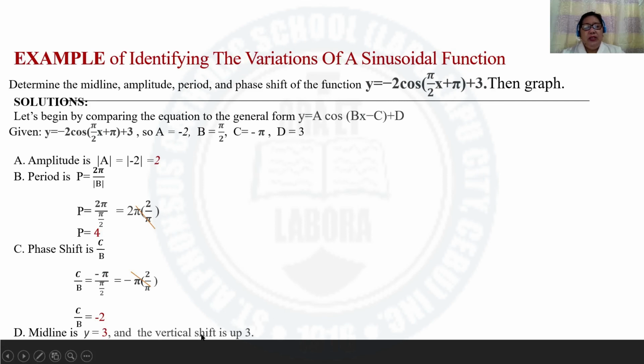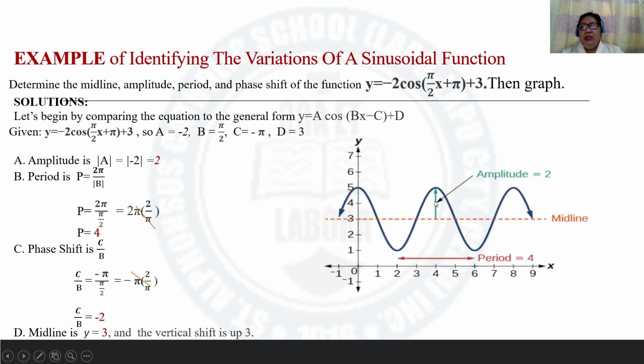So the vertical shift is up 3 units. And this is the graph. Amplitude is 2. And you have the midline, which is 3. The period is 4. So 1, 2, 3, 4.